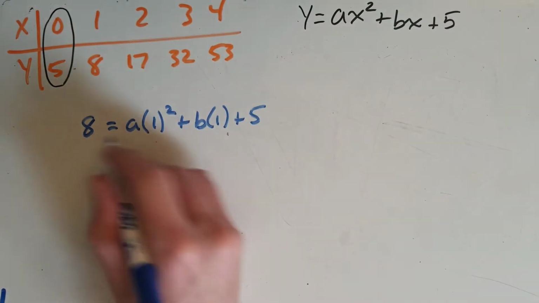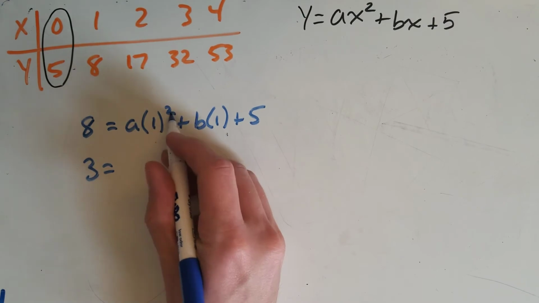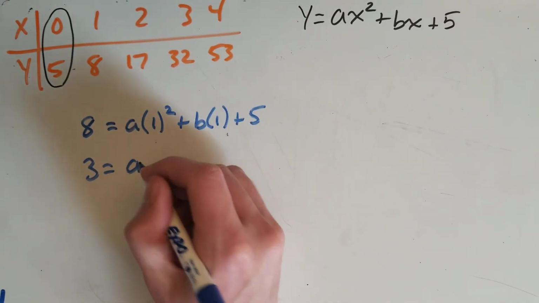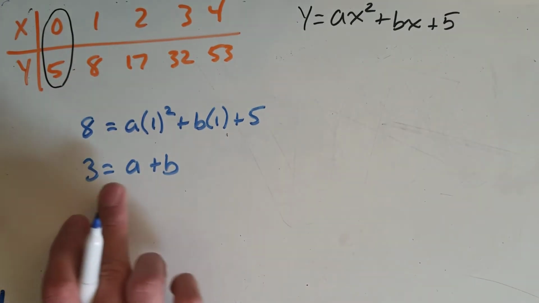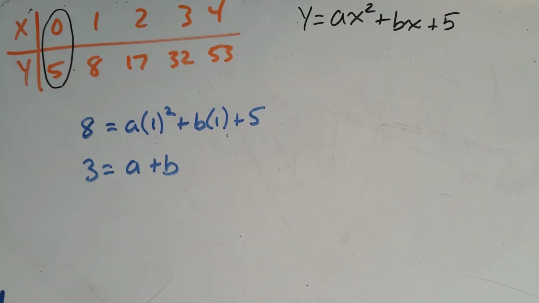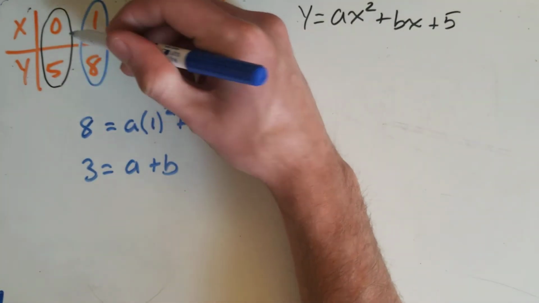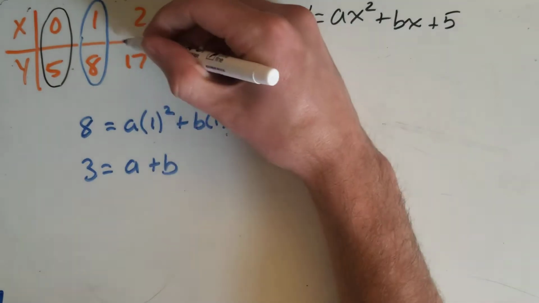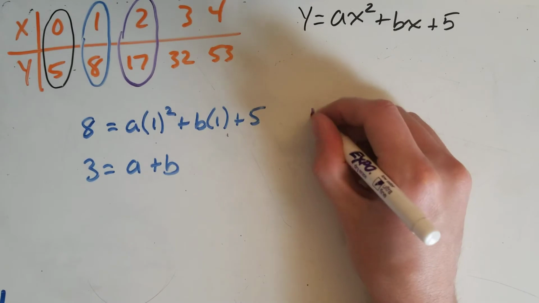I'm going to subtract the 5 from both sides. So you get 3. 1 squared is 1, so a times 1 is a. b times 1 is b. So here's an equation: 3 equals a plus b. Now we also need another equation. So this equation was made by these 2 points, the ordered pair that goes together. Now I'll use 2 other points to make another equation.